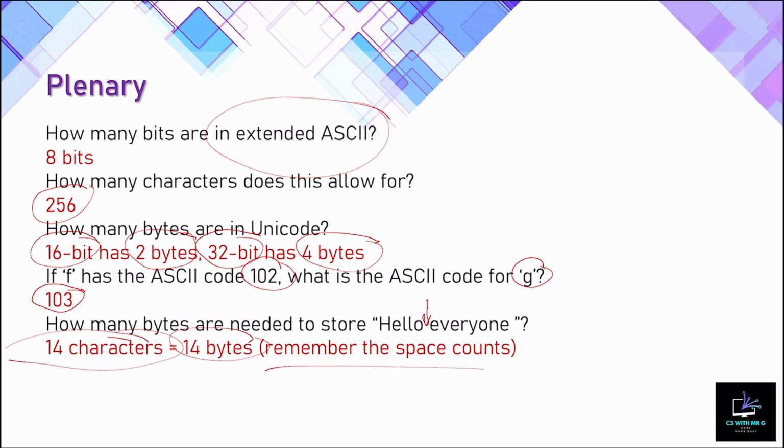Next lesson, we are looking at digital audio. So how we represent sound in the computer. And we'll look at the process of how we convert sound waves into a digital format, i.e. binary numbers.